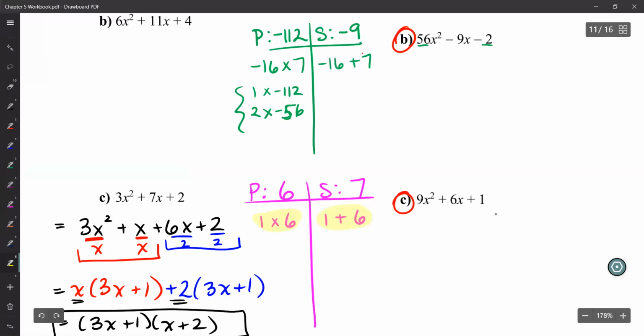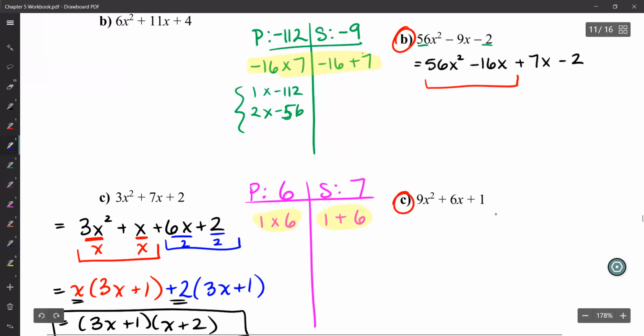Perfect. And take us from there, Melody. Then you would just say y equals 56x squared, and then you have to split up the b value, the -9, into the factors that we just found. So you would say -16x plus 7x, and then you just write -2 for the c. Great. Go ahead, take us from there.